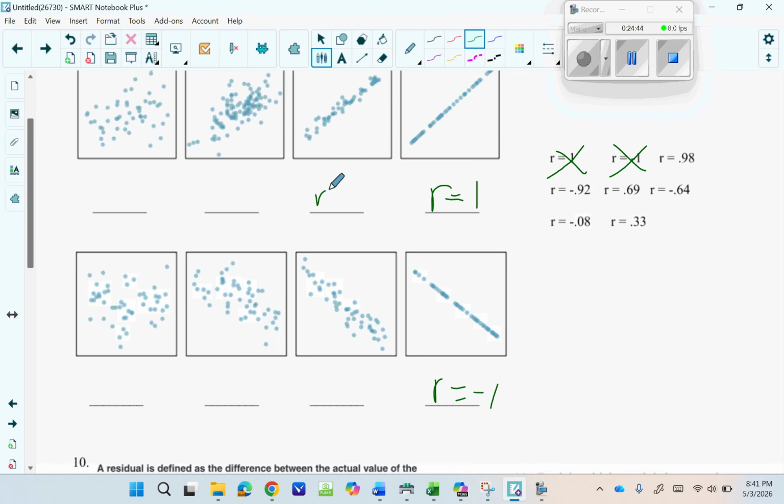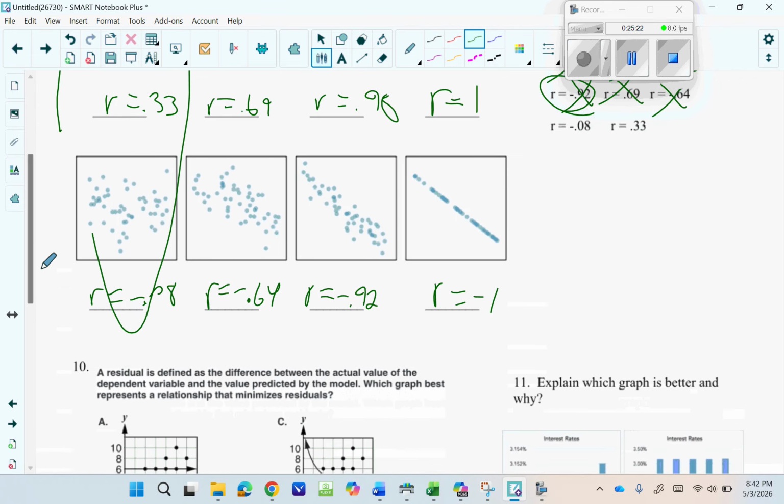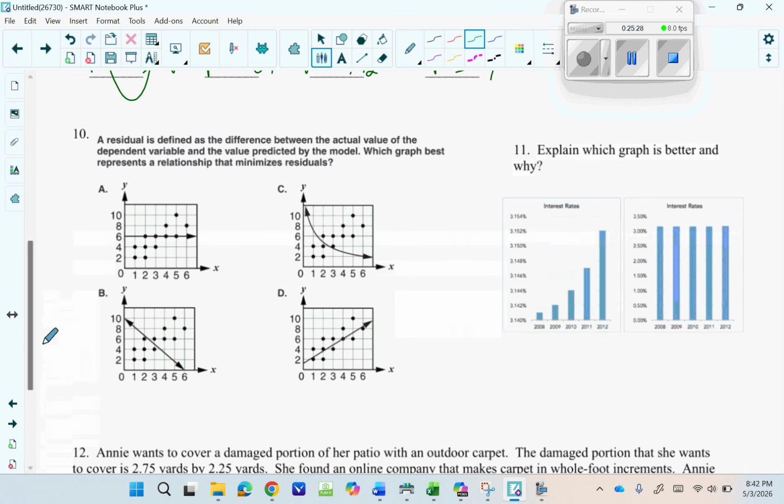So I'm going to kind of work backwards. This one would be 0.98. This is a strong positive correlation. And then this one would be R equals negative 0.92. This one is R equals 0.69. And this one is R equals negative 0.64. And this one is R equals negative 0.08. And this is R equal to 0.33. Notice these are hardly correlated. They're really not, this would prove that there's no correlation between the two things that we're testing.